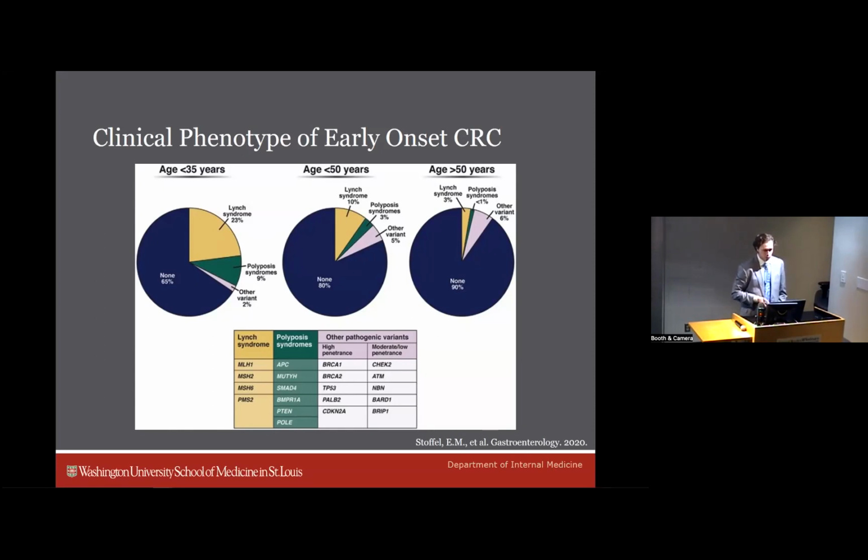And a pretty substantial portion of that younger than 50 group is going to have a genetic condition, germline mutation of some kind, and Lynch syndrome, again, being the dominant mutation or set of mutations found there. And then when you get to late onset disease, so over 50 years of age, it's still about 10%, but much less than in our younger patients.